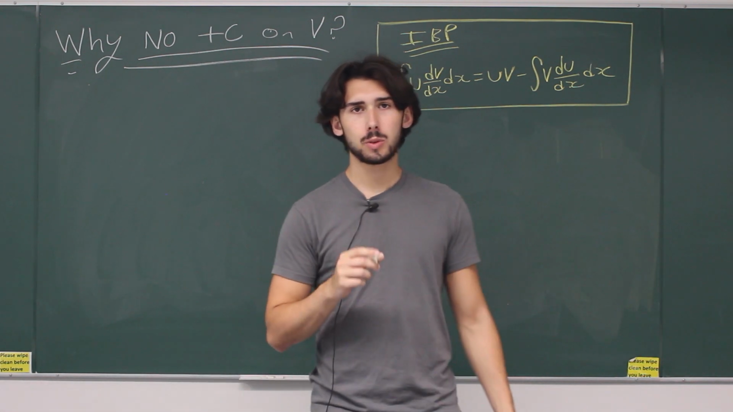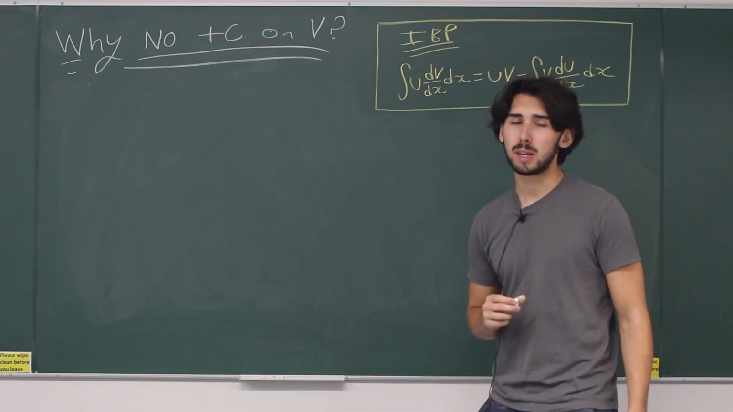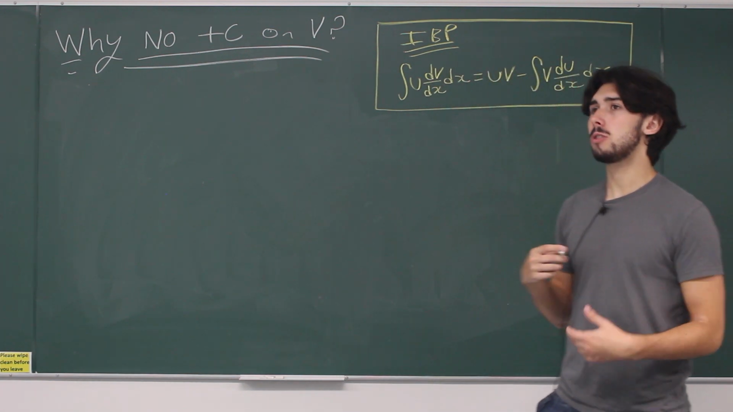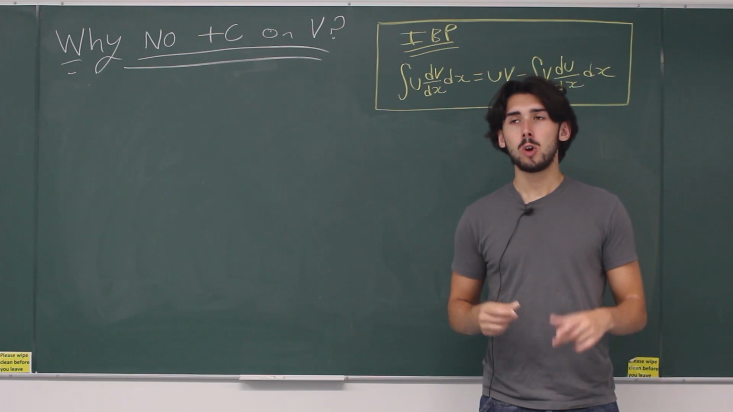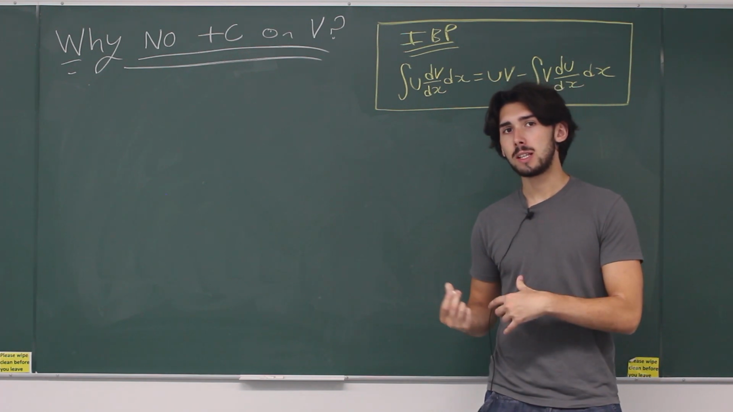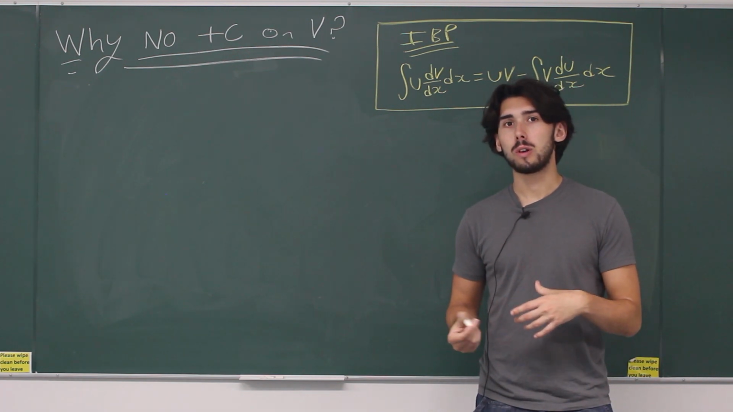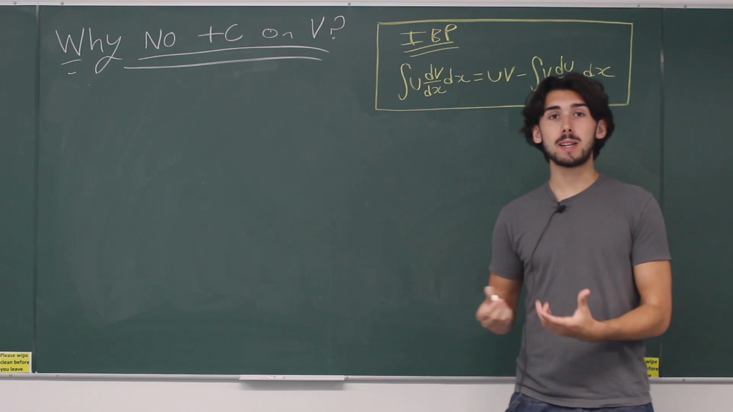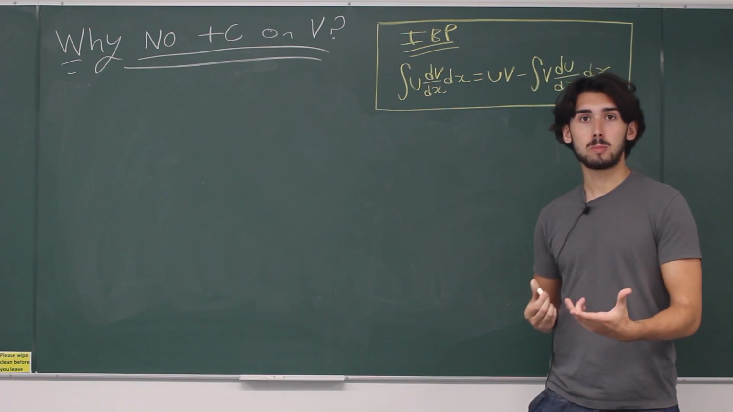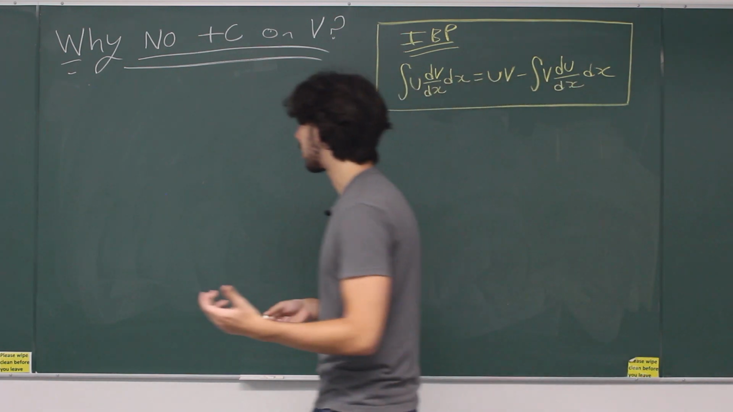In this video I'm going to answer a question that some people have asked me in the past. And that is, when you do integration by parts, why do you not need to do a plus c on v? So when you integrate dv/dx, why is there no plus c? Let me explain exactly what I mean.